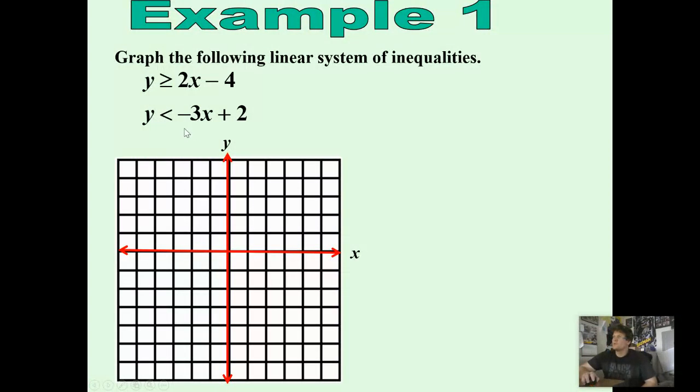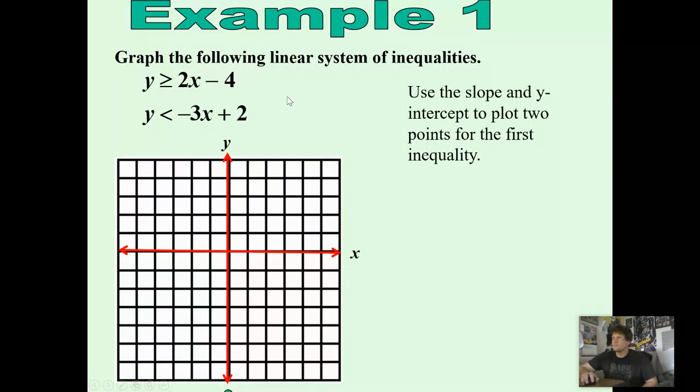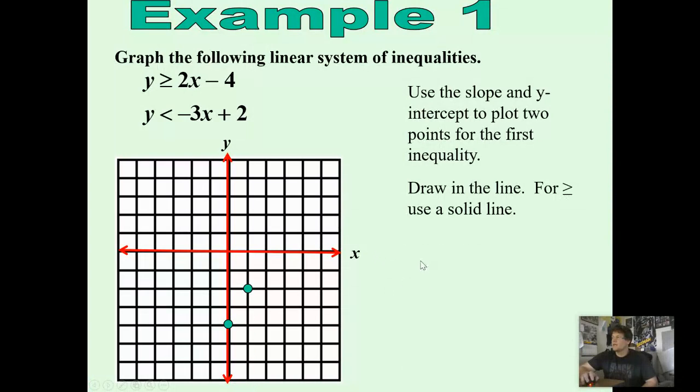Now I could graph using my slope and my y-intercept. 2x minus 4, I know that minus 4 is my y-intercept. That 2 is my slope. So I could start at minus 4 and then go up 2 over 1, up 2 over 1, up 2 over 1. Then I could use my line. For this one, it's greater than or equal to, which tells me solid line.